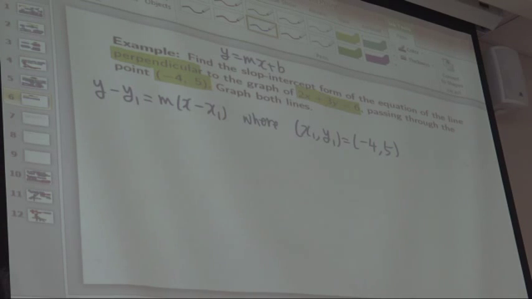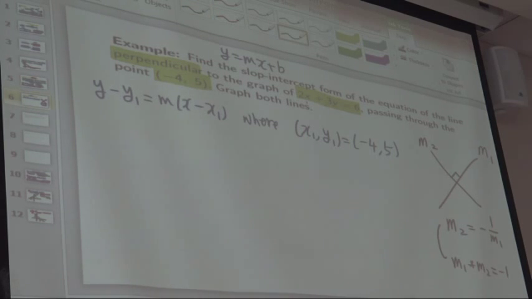So perpendicular means the line intersects this way at 90 degrees. That's the perpendicular. The property of perpendicular lines is that when the slope of this one is m1 and the slope of this line is m2, then m2 is equal to negative 1/m1. Or m1 times m2 is equal to negative 1. That's the property of two perpendicular lines.